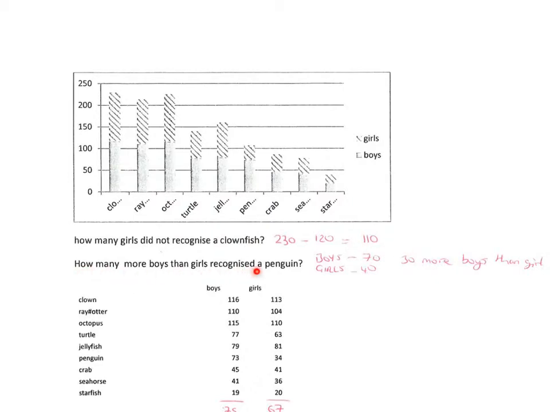How many more boys than girls recognised a penguin? Again, what I've done there is looked at the information for a penguin in this bar chart and worked out how many boys and girls individually did not recognise a penguin. I'm estimating these numbers. I can't read them exactly, but I'm estimating them. So that's 30 more boys than girls.